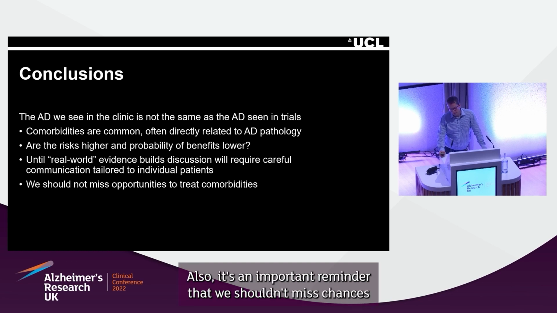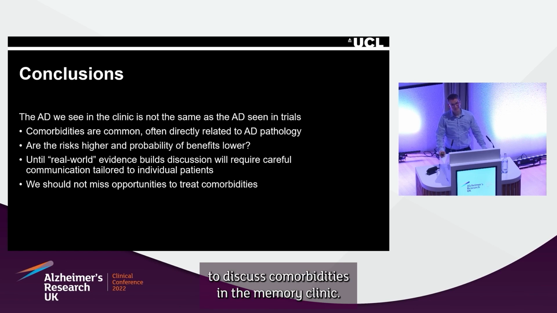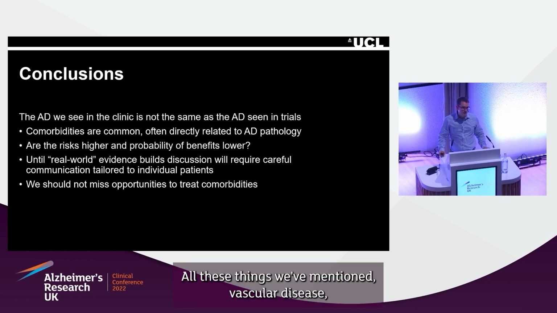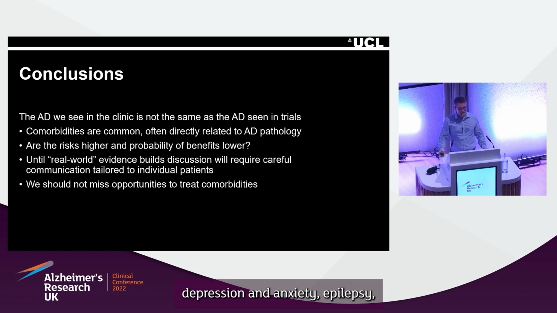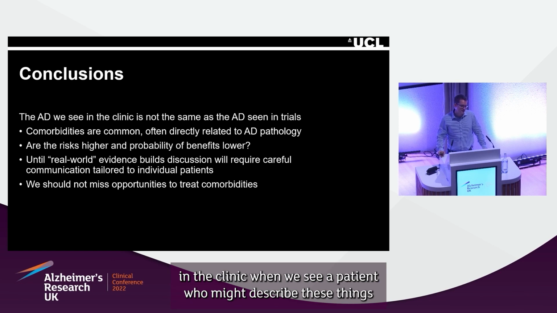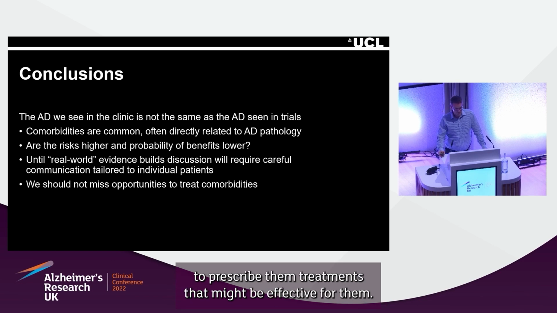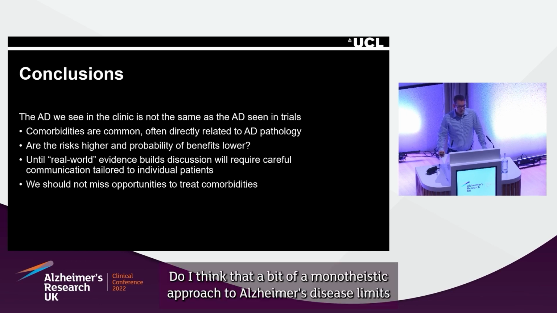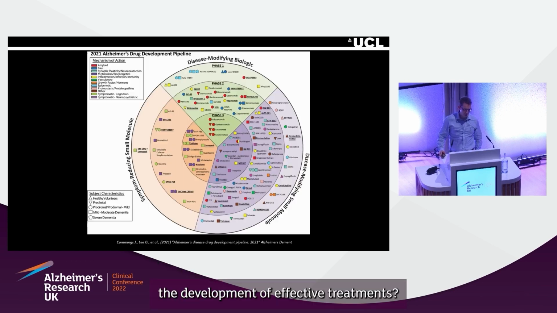It's also an important reminder that we shouldn't miss chances to discuss comorbidities in the memory clinic. All these things we've mentioned, vascular disease, depression, anxiety, epilepsy, have treatments available for them, and we shouldn't miss the chance in the clinic, when we see a patient who might describe these things, to prescribe them treatments that might be effective for them. Do I think that a bit of a monotheistic approach to Alzheimer's disease limits the development of effective treatments?